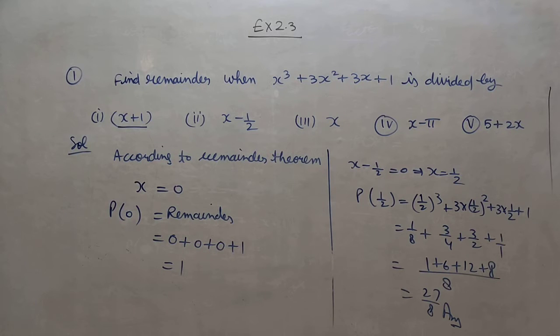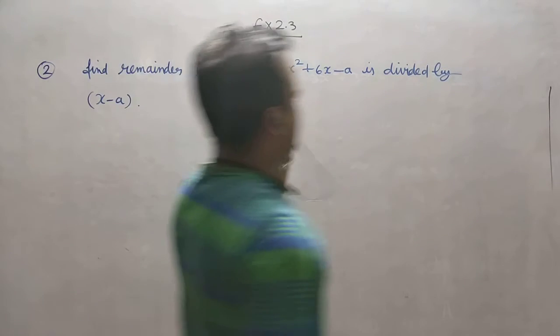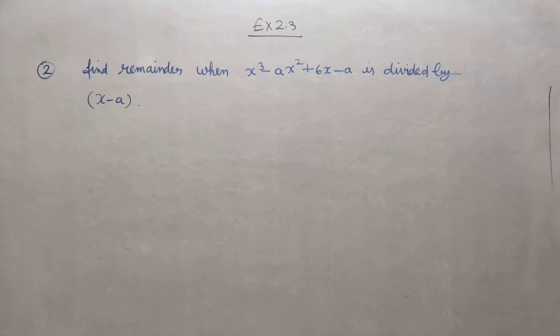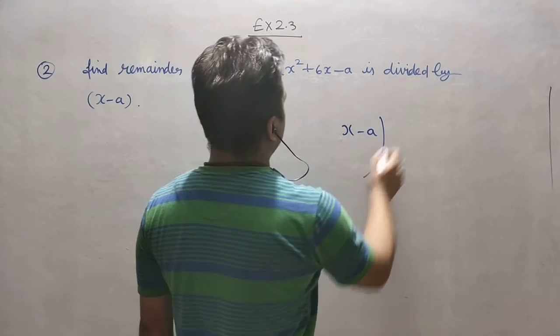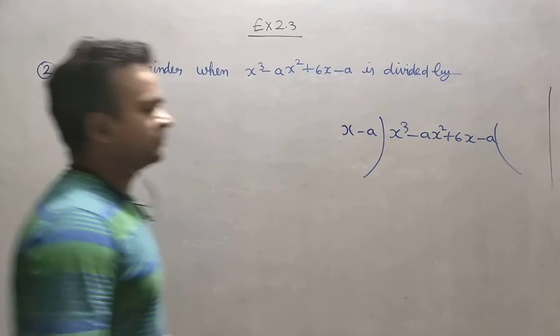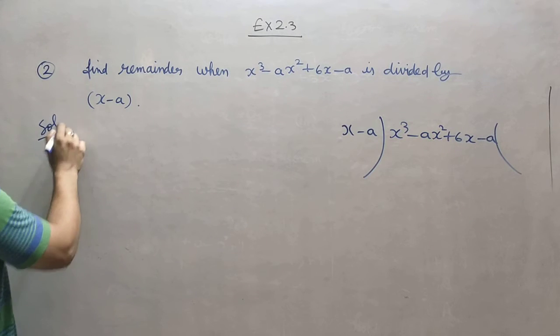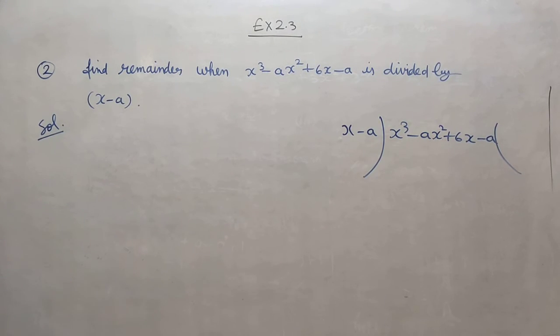Now I am coming to the second question. In this question, find the remainder when x cube minus ax square plus 6x minus a is divided by x minus a. Now class, again we will use the remainder theorem. There is one more option by which you can find the remainder: you can normally divide, but it takes time. By the remainder theorem, you can easily find the remainder without putting in much effort.